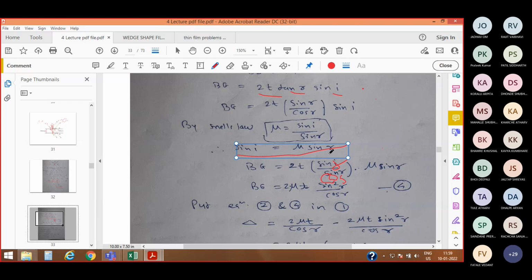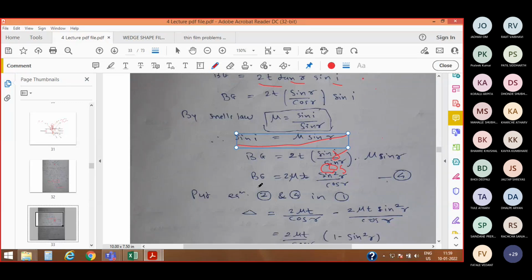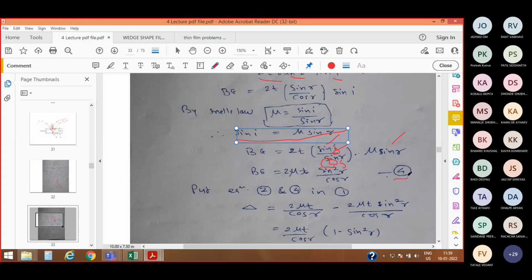Then what I am getting: 2t into sin of R upon cos of R, into mu into sin of R. Here you have cos of R. So BG is equal to 2 times mu t into sin square of R upon cos of R. That is equation number 4.